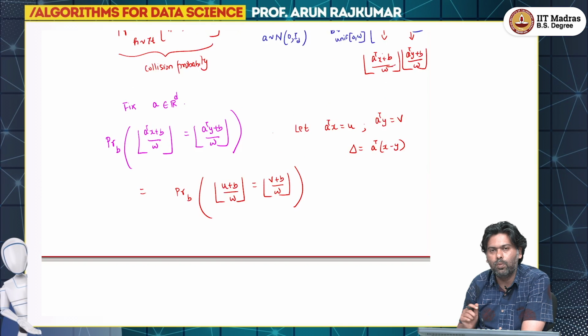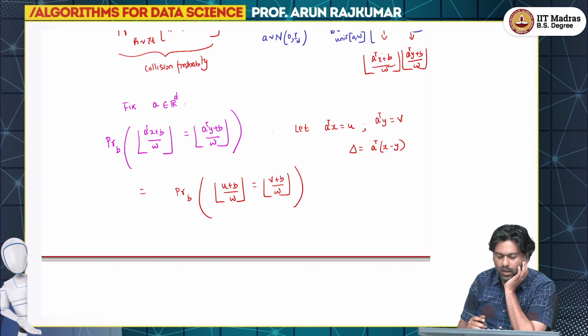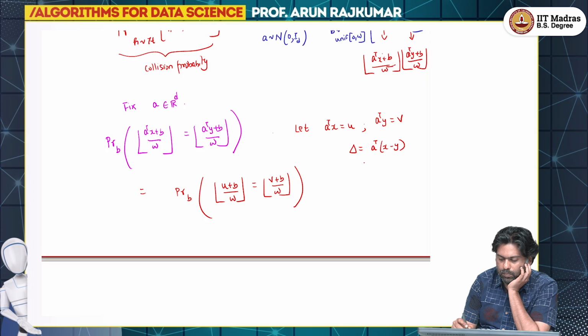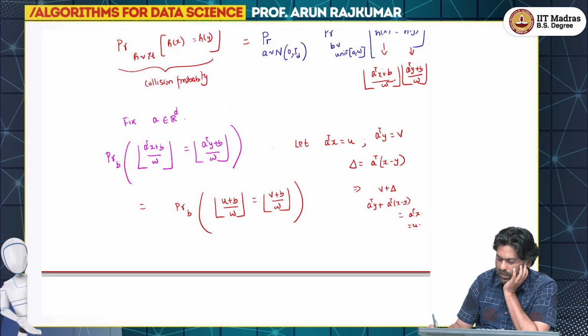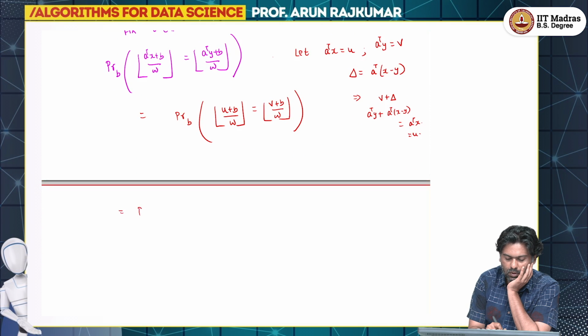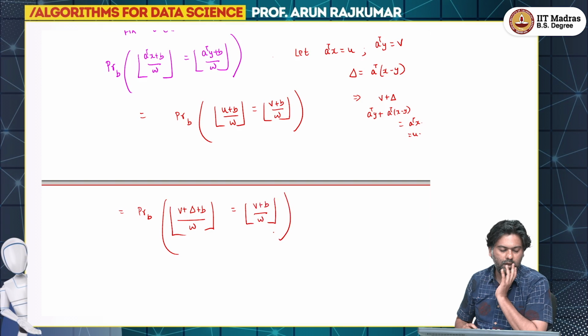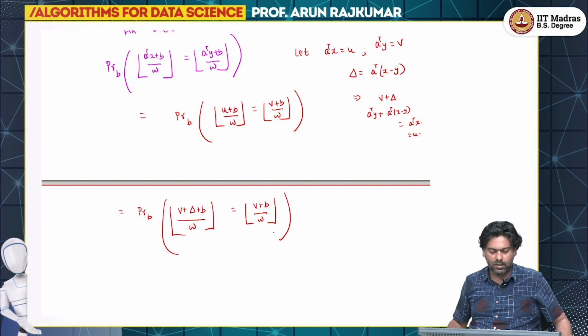That is just the difference between A transpose X and A transpose Y, which means that V plus delta, right. So, this implies V plus delta is basically A transpose Y plus A transpose X minus Y, which is just A transpose X, right. So, V plus delta is U. So, I can then say that this guy is probability V plus delta plus B by W's floor equals V plus B by W, right. So, this is basically what I am asking for, right.